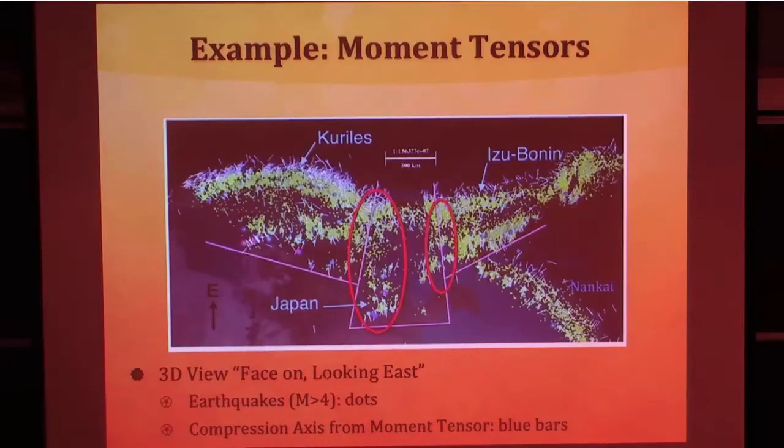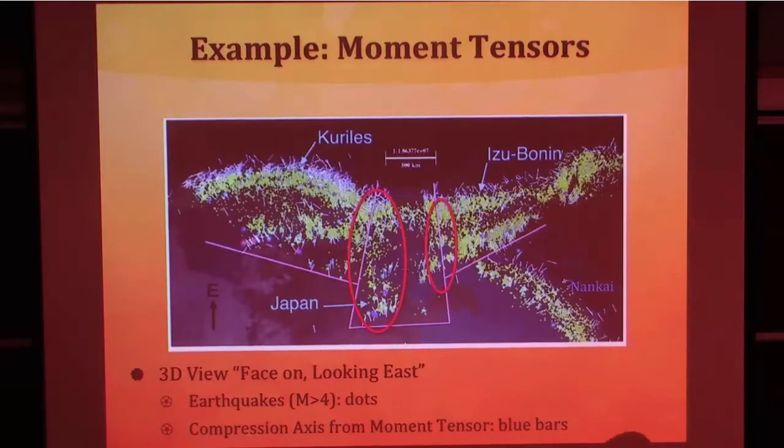And all of the dots, green, blue, purple, are all earthquakes. The green ones are magnitude 5s. As you go to blue and purple, those are larger magnitude earthquakes. So this is the seismicity that's actually showing you the shape of the slab.